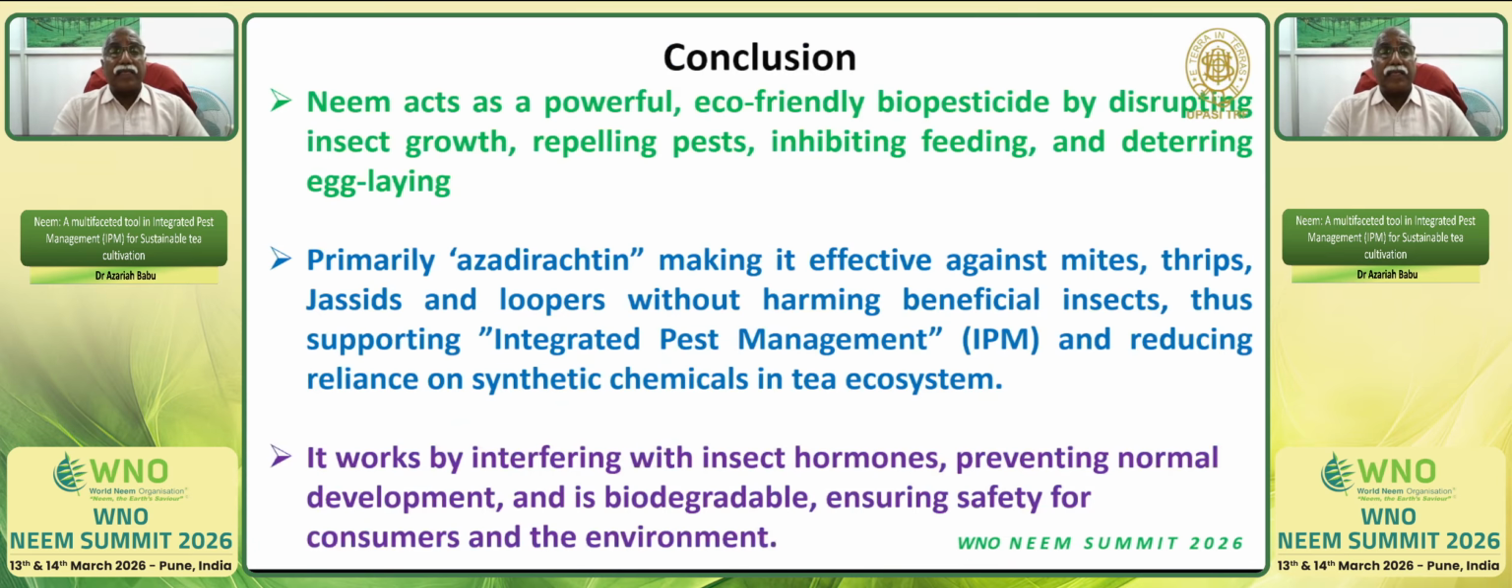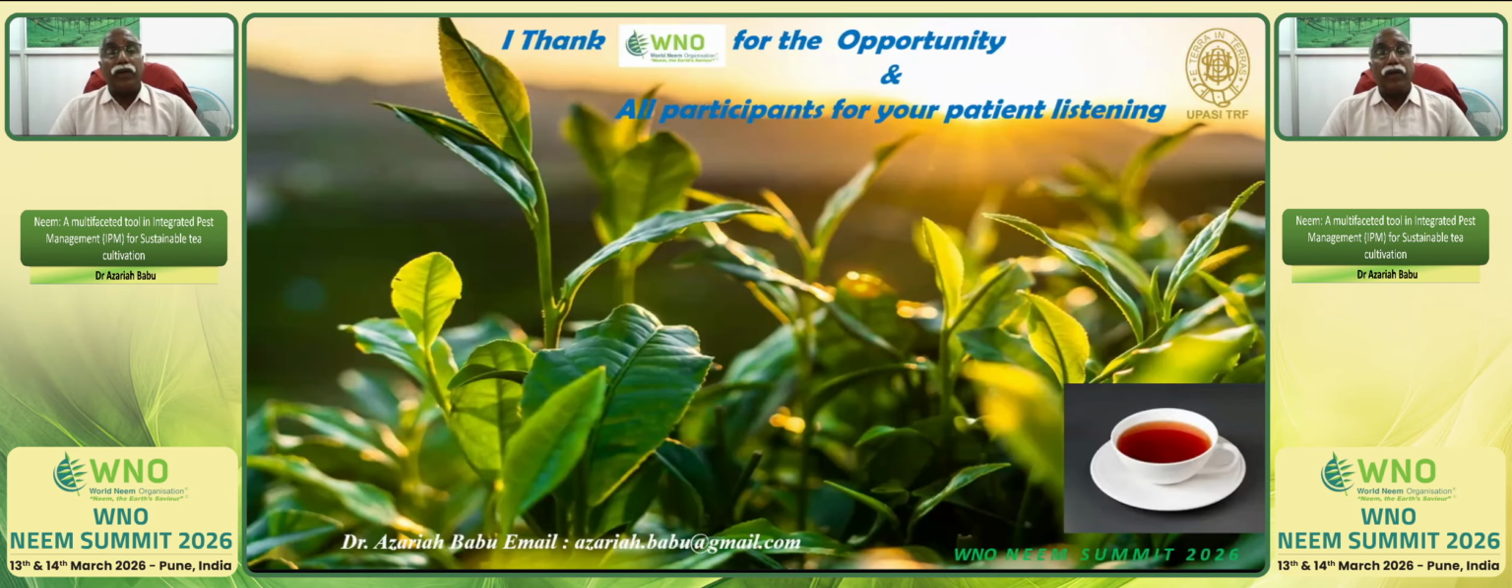In conclusion, neem acts as a powerful and eco-friendly biopesticide by disrupting insect growth, repelling the pest, inhibiting feeding, and deterring egg laying. Primarily through azadirachtin, it is effective against mites, thrips, jassids, and loopers without harming beneficial insects, supporting integrated pest management and reducing reliance on synthetic chemicals in the ecosystem. It works by interfering with insect hormones, preventing normal development, and is safer to consumers and the environment. I thank the World Neem Organization for giving me the opportunity, and all the participants for your patient listening.